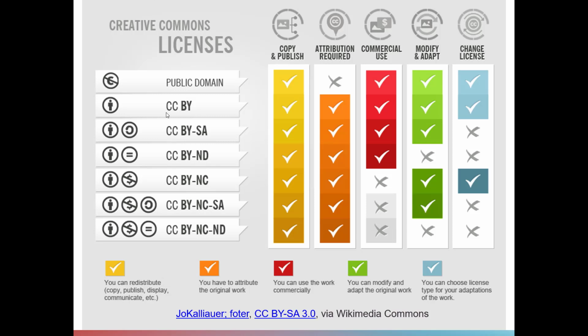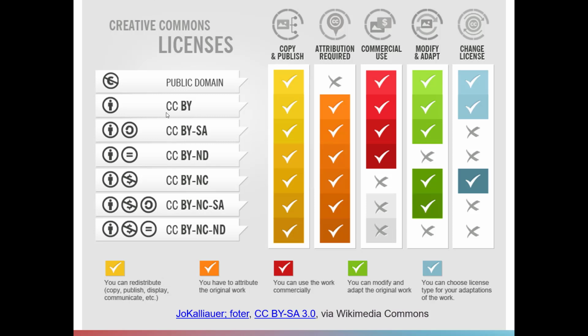Here's a graphic that shows the six different types of Creative Commons licenses. So you've got public domain, and you've got CC BY, which is simple attribution. With that one, you can do everything: copy, publish. You do require attribution. You can use it commercially, you can modify it, and you can change the license. The next is CC BY-SA. That one also lets you do a lot of the same things, but you're not able to change the license because it's share alike.